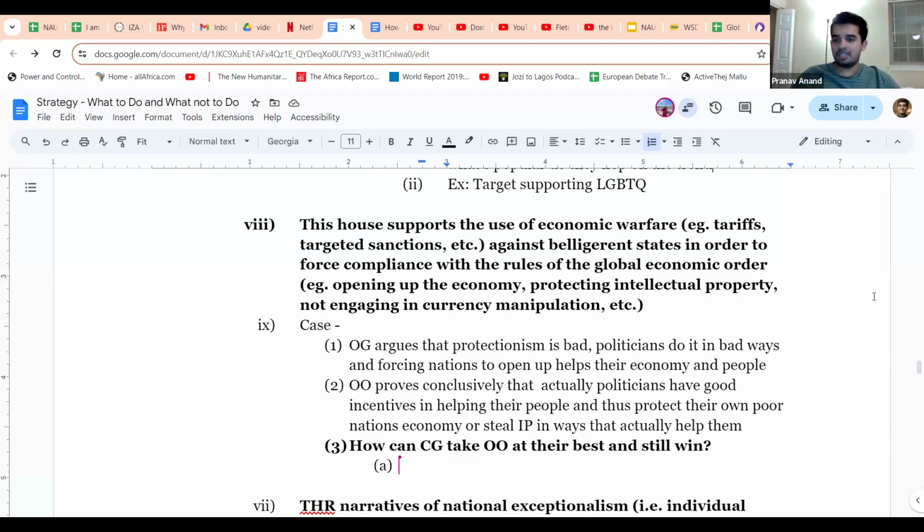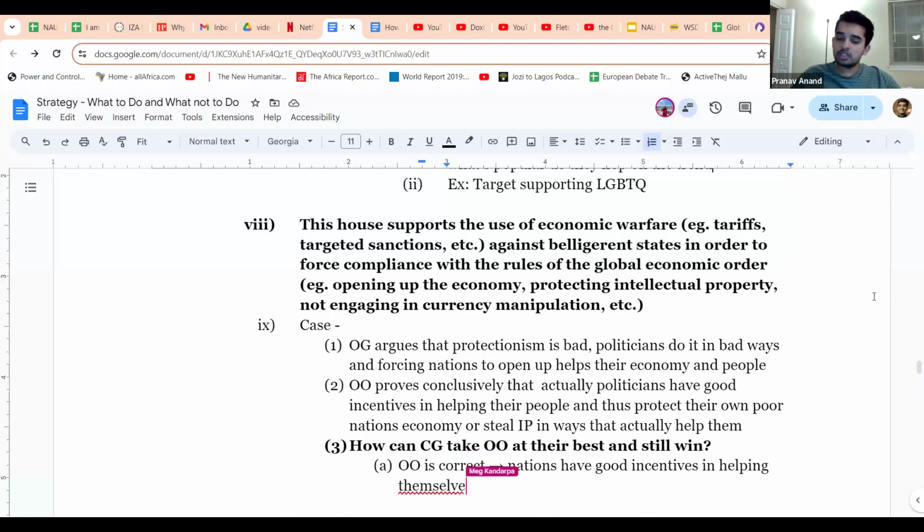The answer could be something like this. OO is correct. Nations have good incentives in helping themselves, but that is often a bad incentive in helping the rest of the world, i.e., a nation choosing to steal intellectual property, choosing to engage in currency manipulation does help the few people in their nation, but it harms the nations they are stealing that IP from. It harms the nations whose currencies are now a lot weaker relative to theirs.